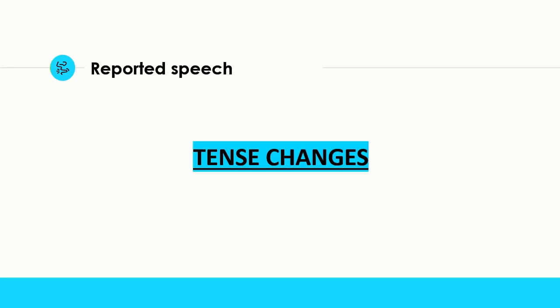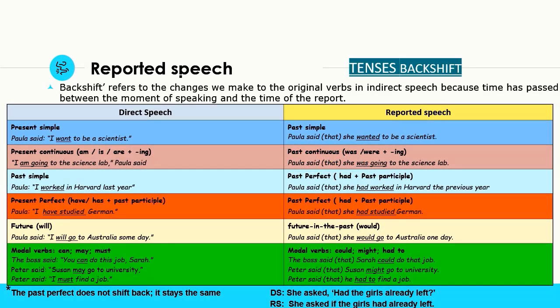Now, let's see how to change tenses from direct speech to reported speech. The last part of this video is for backshifting. But what do you mean by backshifting? Backshift refers to the changes we make to the original verbs in the reported speech, because time has passed between the moment of speaking and the time of reporting the speech. You can compare the changes in this table.